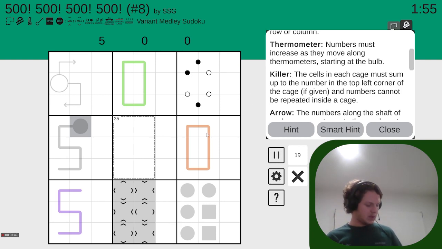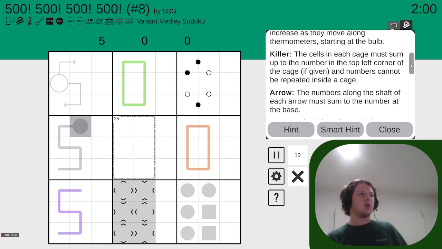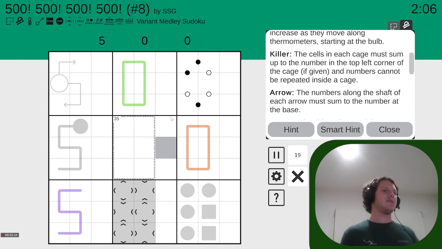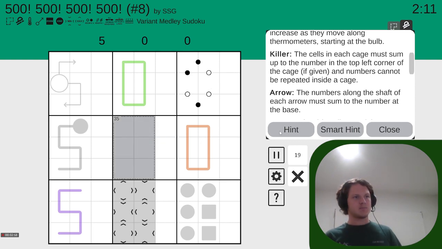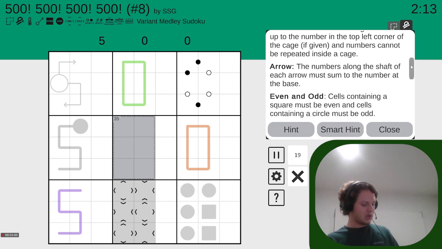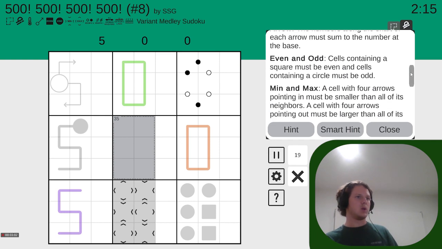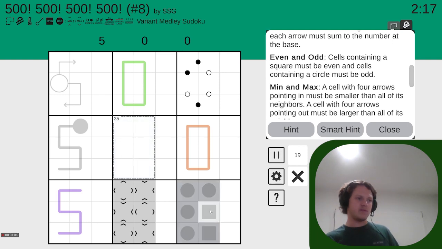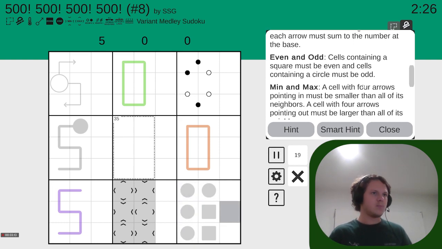The killer Sudoku, which we have seen in episode 2, is this middle box with the 35 in it. The cells in each cage must sum up to the number in the top left. So these 6 digits have to sum to 35. That's pretty simple. Seen it before in episode 2. Even and odd, this is a new one, but very simple. Cells containing a square, which is these 2, must be even, and cells containing a circle, which is these 4, must be odd. Very simple.